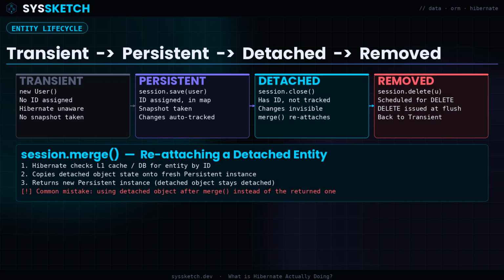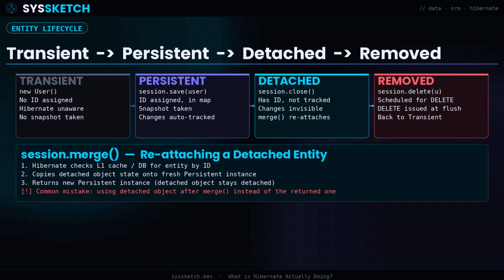Now let's talk about entity lifecycle states. An entity can be in one of 4 states: transient, persistent, detached, or removed. Transient means the object exists in Java, but Hibernate has never seen it. No ID, no snapshot, no tracking. The moment you call session.save or session.persist, it becomes persistent. Hibernate assigns it to the identity map, takes a snapshot, and schedules an insert.